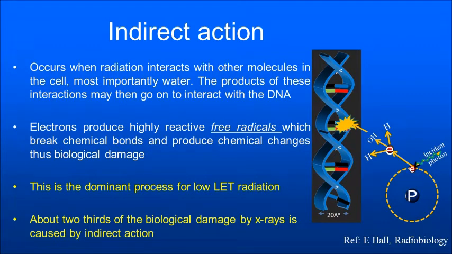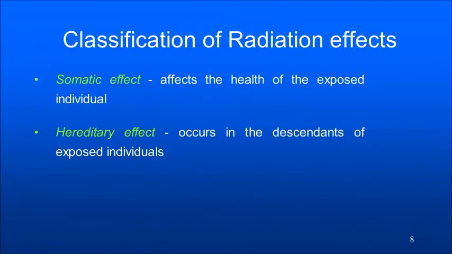This is the dominant process for low energy radiation. About two-thirds of the biological damage by X-rays is caused by this indirect action, where an electron is ejected, which goes and interacts with a water molecule, produces an OH radical, a free radical, and these free radicals go and damage the DNA.